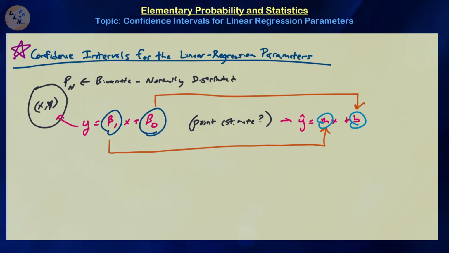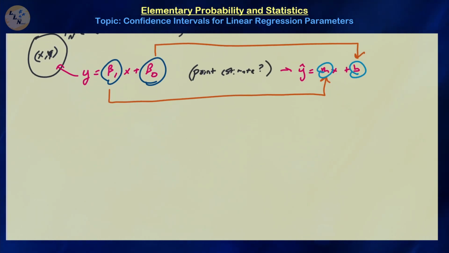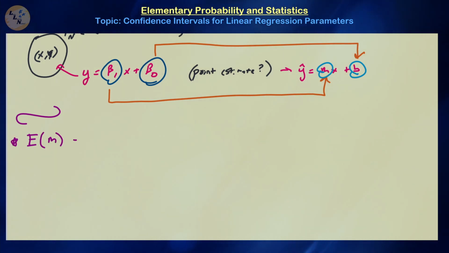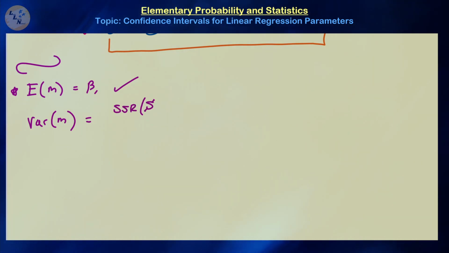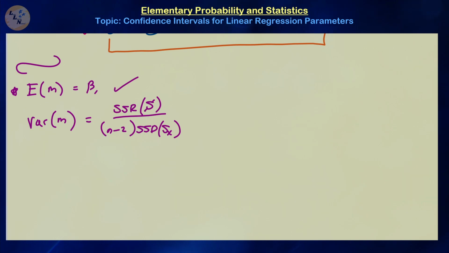So, a couple of things that we definitely should know before we proceed. First off, are they unbiased estimators? One can show that the expected value of m is equal to beta 1. So that gives us an unbiased estimator for the slope. Secondly, the next thing we would find is the variance of this random variable m. One can find that it's equal to the sum of the squared residuals for our data set S divided by n minus 2 times the sum of squared differences for the x values of S.